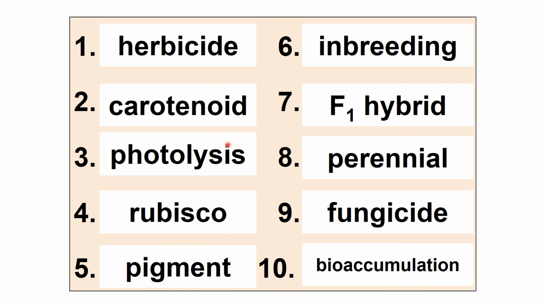Pigment, now you can combine that with number 2, so the 3 pigments, chlorophyll A, chlorophyll B and carotenoids, absorb light energy at different wavelengths. 6, inbreeding, you could talk about why it's carried out, in order to produce a generation which have favourable characteristics, but you might also want to mention inbreeding depression, which means that if you have an inbred population, they could accumulate deleterious, harmful alleles.